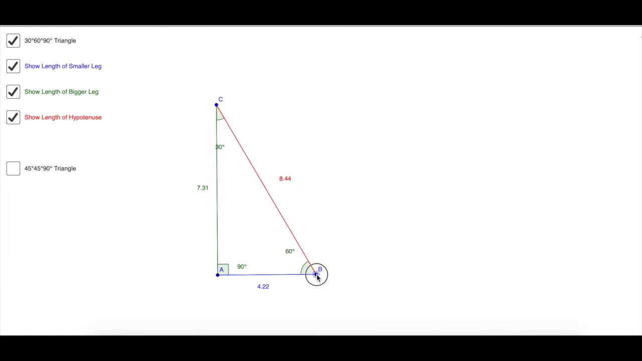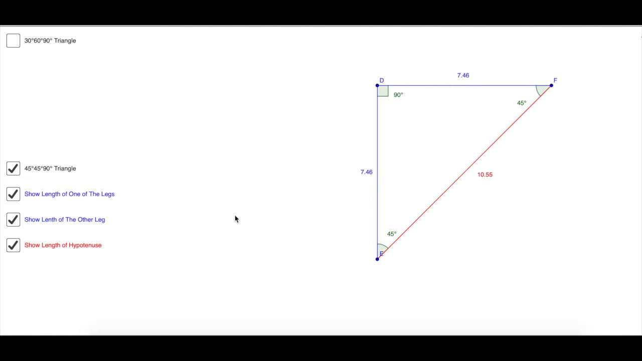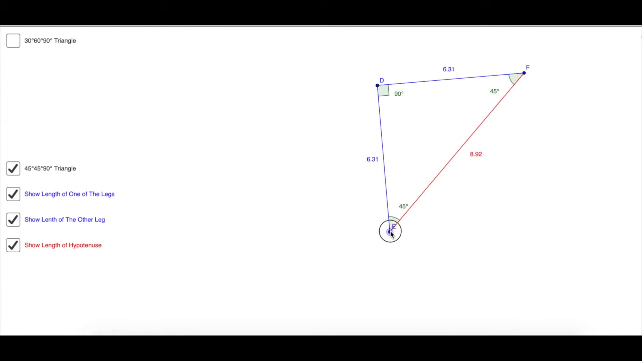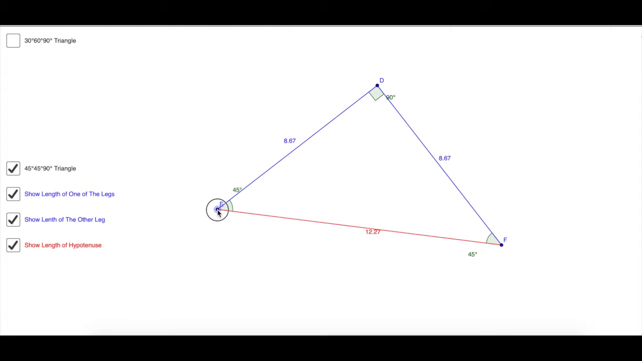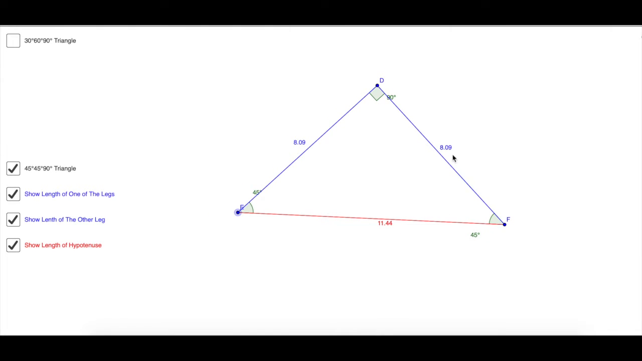Okay, so let's get rid of that triangle. That pattern is well established. What about this triangle? Check it out. If it's a 45, 45, 90 triangle, and these two angles are always 45, that means it's an isosceles triangle, which means these legs are always the same length. It doesn't matter what I do or how I orient it. If these angles are 45, it's isosceles. These two are the same.